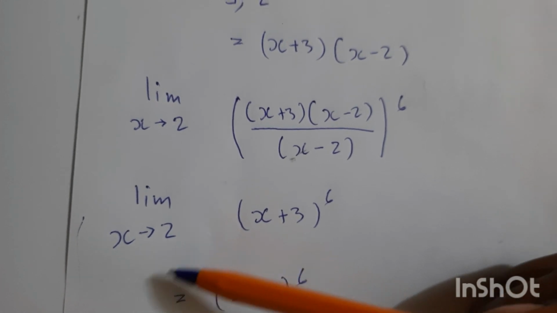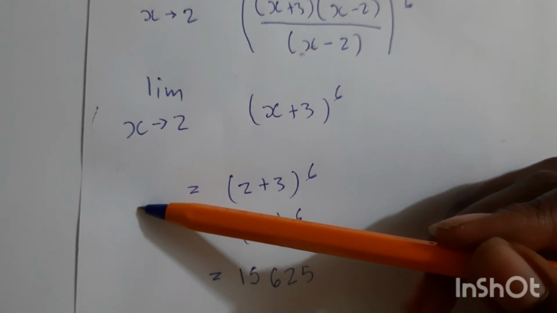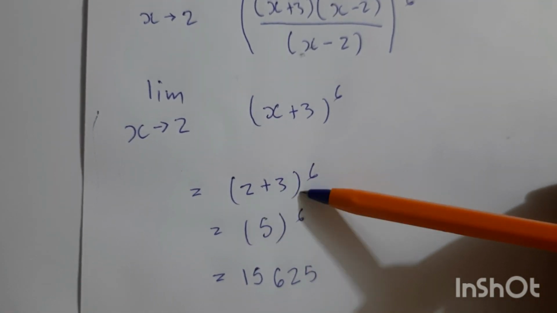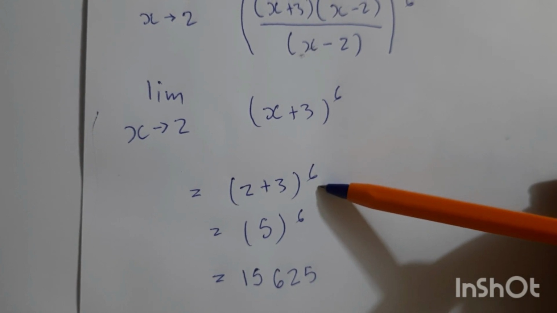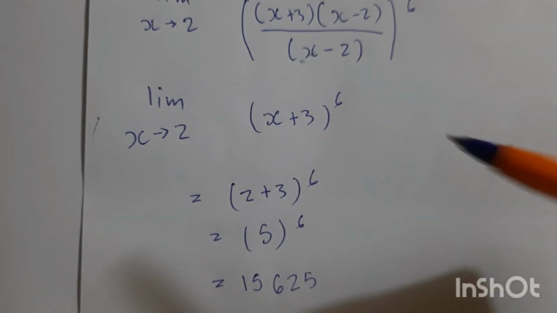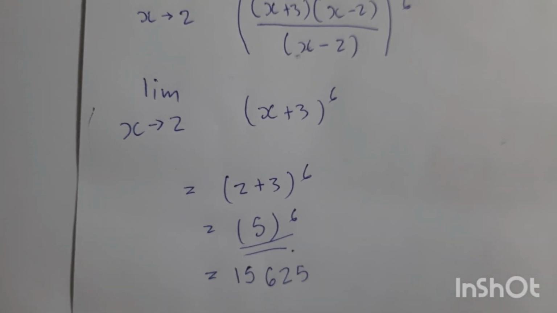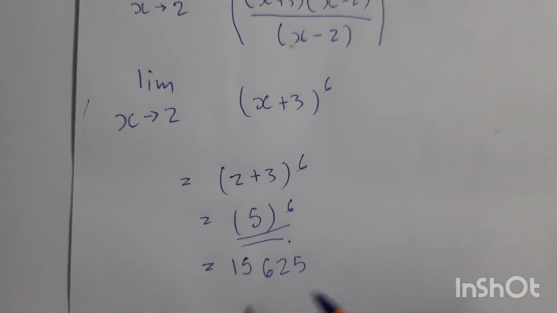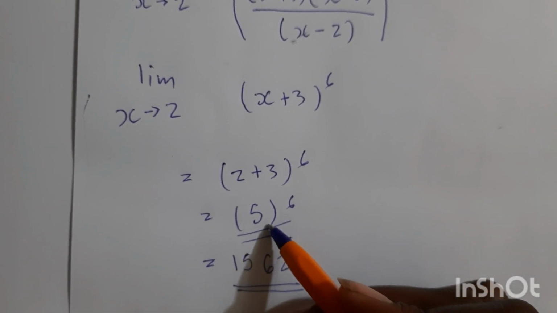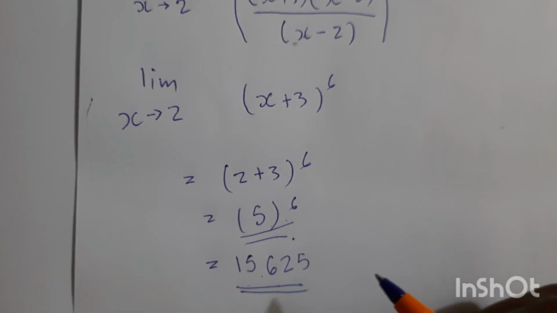Now we replace. When we replace, the limit here goes away. It's no longer there anymore. So we end up with (2 + 3) all to the power of 6, so 5 to the power of 6. If you can, I would have left it in this form. But for the sake of the video, this is what we get when we multiply 5 six times. We get 15,625, and that is the answer.